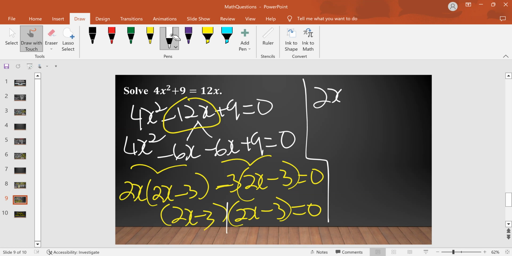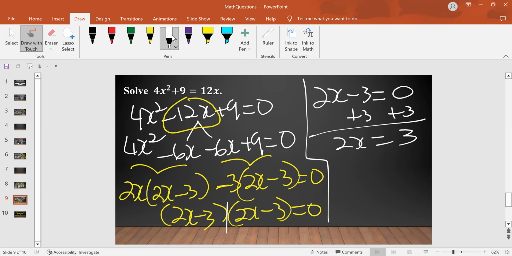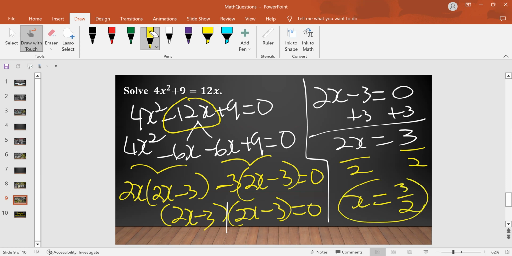We take 2x minus 3 is equal to 0. To solve for x, we're going to add the 3, and we get 2x is equal to 3. After that, we're going to divide both sides by 2, and we get x is equal to 3/2. And yes, this is our solution. So this is a unique solution because even if you take the second part, 2x minus 3, and solve it, you get the same answer. So from the two factors, you get the same answer. Therefore, the answer to this equation is x equals 3/2.